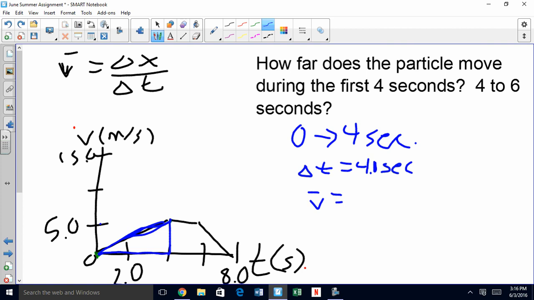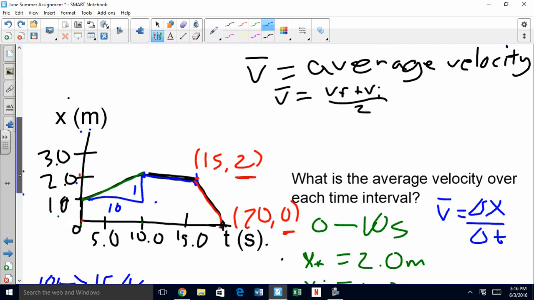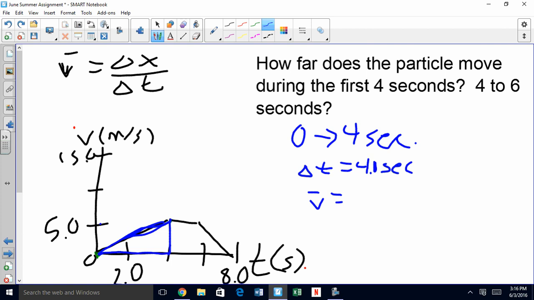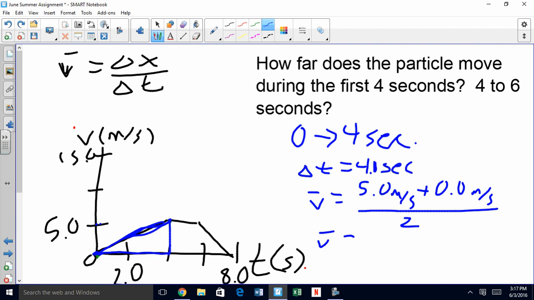And average velocity, well, we said an average is just add up and divide by 2. I'm pretty sure I mentioned that anyway. Hopefully I mentioned that. Yep, right there. Add them up and divide by 2. So my final velocity is 5.0 meters per second, and my initial velocity is 0 meters per second. I'm just going to divide that by 2. So my v bar is 5 divided by 2, or 2.5 meters per second.